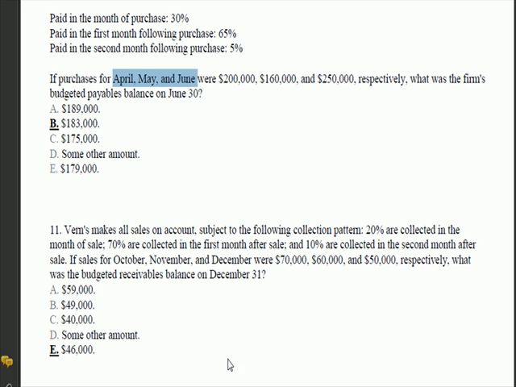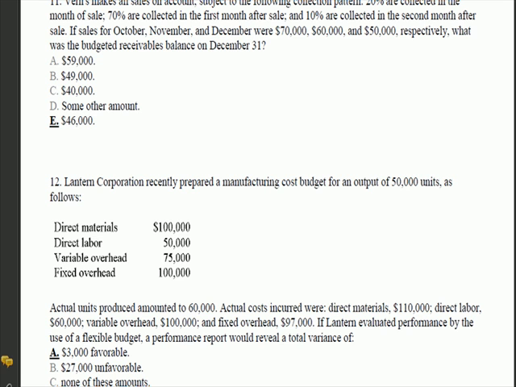Let's go to the second question on that same page, Vern's, that talks about receivables. It says Vern's makes all sales on account, which means nobody's paying cash when they buy stuff from Vern's. Subject to the following collection pattern. Before we had a payment pattern, now we have a collection pattern that you'll see on the spreadsheet in a minute.